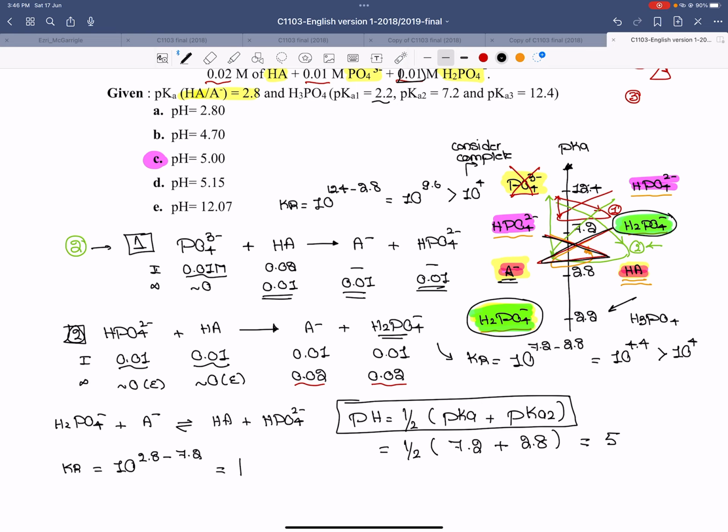Find Kr. From Kr, you say it's equal to, what's the initial value of H2PO4 minus? Minus X, A minus minus X, HA plus X, plus X. Solve the equation, find X, find the pH. Which is why we introduced validity, because this will take longer time.